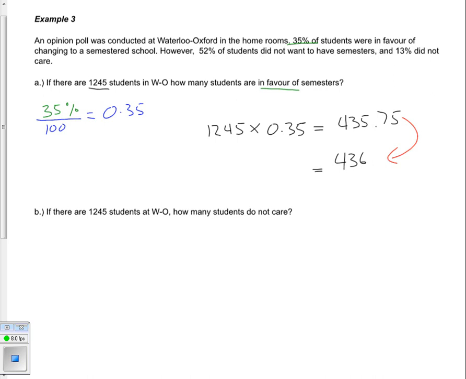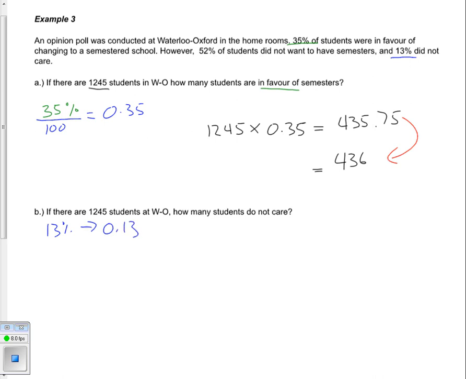Part B here is very, very similar. It says that if there's 1,245 students, again at WO, how many students simply don't care? They have no opinion either way. It doesn't matter to them if they go semester or non-semester. So 13% of them don't care either way. Let's take that 13% and convert it into a decimal. If we take 13% and divide it by 100, that's going to give us 0.13.